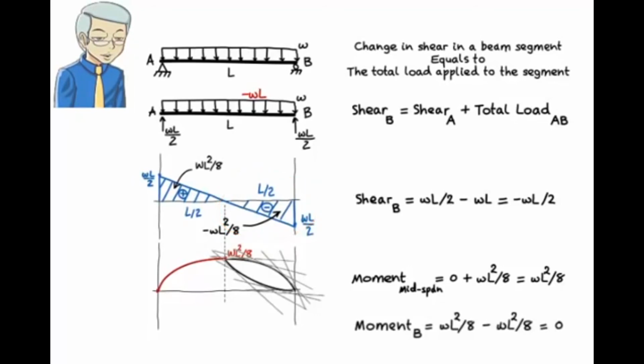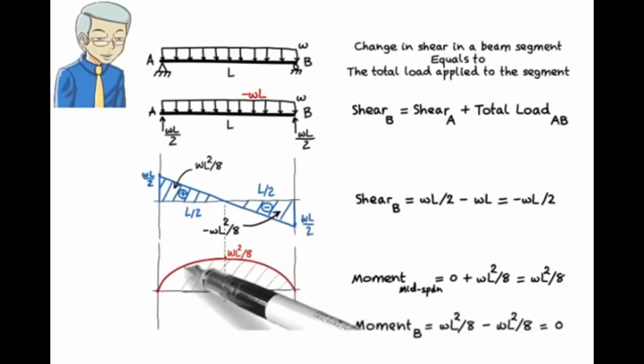In R2, shear goes from 0 at the left end of the segment to negative WL over 2 at the right end of the segment. That is, shear decreases in value from 0 to a large negative value. Therefore, the slope of the moment diagram needs to follow the same pattern. It needs to change from 0 to a large negative value. This curve fits the requirement. Its slope changes from 0 at the left end to a large negative value at the right end. Therefore, the moment diagram for the entire beam looks like this.